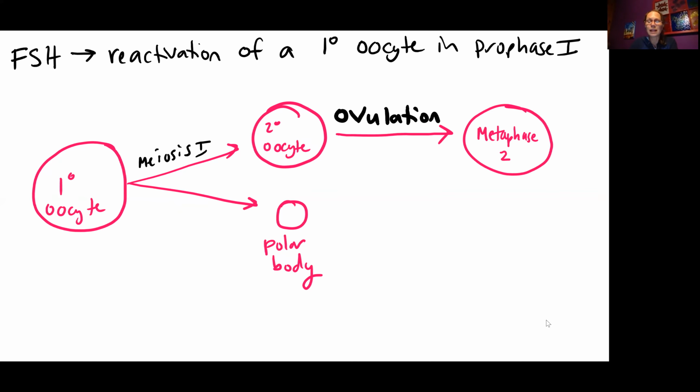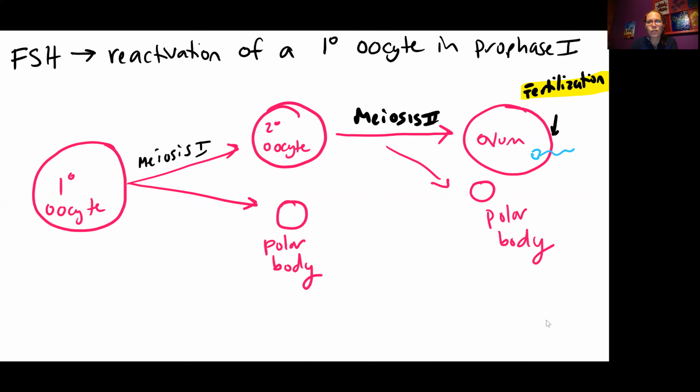Then we see that the secondary oocyte is actually the cell that is going to be released at ovulation. It's going to be frozen in metaphase 2. So our secondary oocyte starts meiosis 2, but it doesn't complete it until after fertilization occurs, which means that secondary oocyte, or you can call it an immature ovum, has to travel into the uterine tube, meet up with sperm in order to complete meiosis, in order to become an ovum.